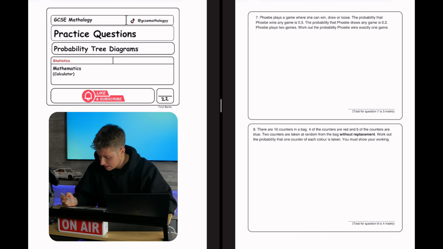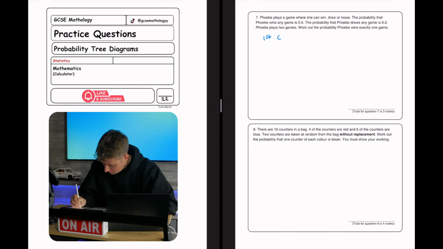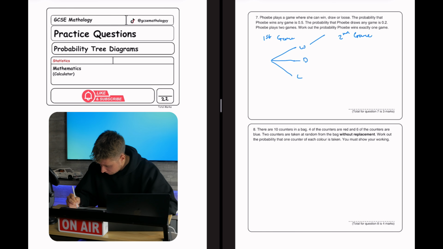Question 7 says Phoebe plays a game where she can win, draw or lose. The probability that Phoebe wins any game is 0.5 and the probability that Phoebe draws any game is 0.2. Phoebe plays 2 games, work out the probability that Phoebe wins exactly 1 game. So we've got 2 things here, the first game and then the second game. So we've got 3 options here now. We've got win, draw or lose, and then win, draw or lose for each branch.